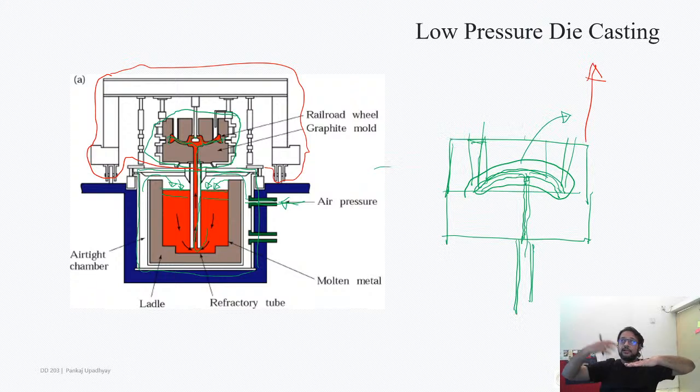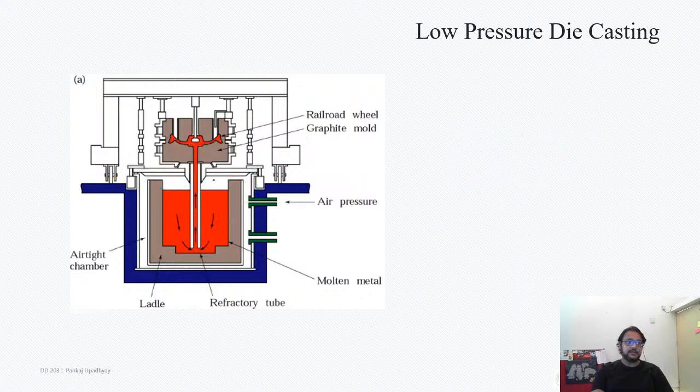So it's a very high production rate. There's going to be a very high production rate in this kind of a setup. I will clear this and you can see the process once again. So this is the chamber where the molten material is held. Air pressure comes in, it pushes the top surface of the molten material. Molten material rises up into the cavity.